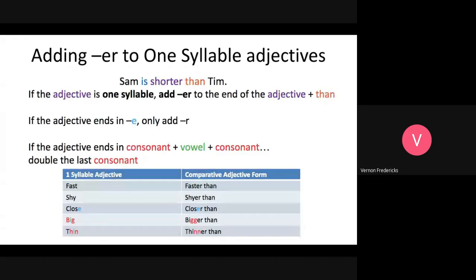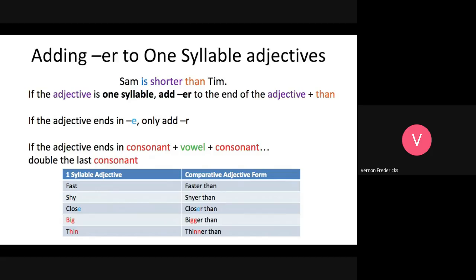Rule number 3. If the adjective ends in consonant, vowel, consonant, double the last consonant. Students, you still remember what's a vowel? A, E, I, O, U are my vowels. Consonants are the other letters of the alphabet. So if I have a consonant, vowel, consonant, double the last consonant. Let's have a look at a couple of examples here.